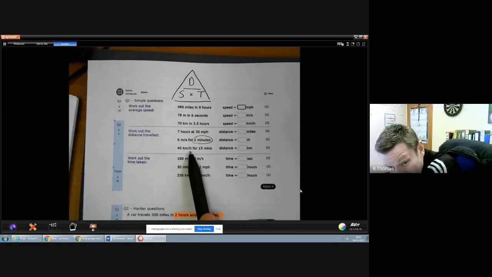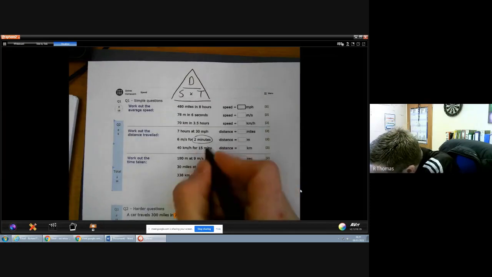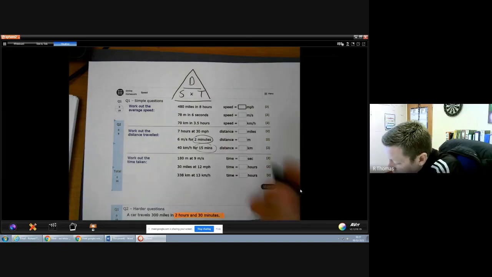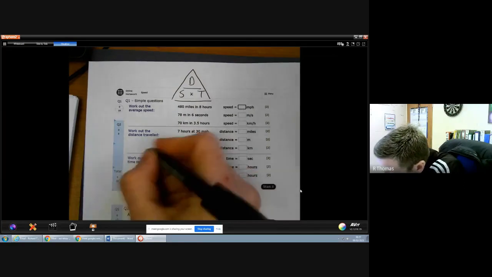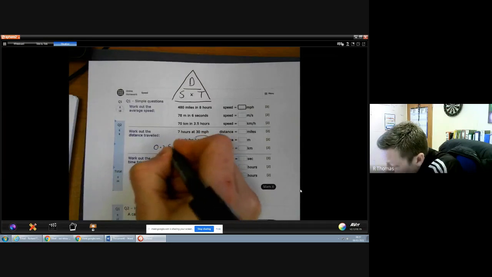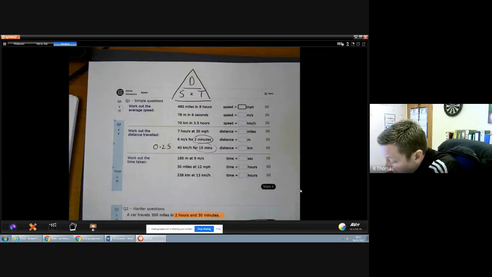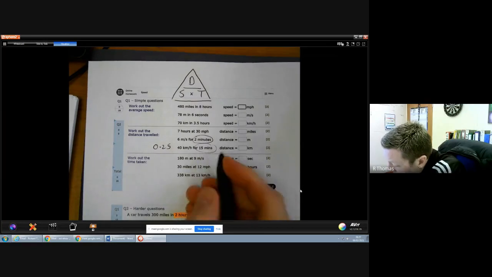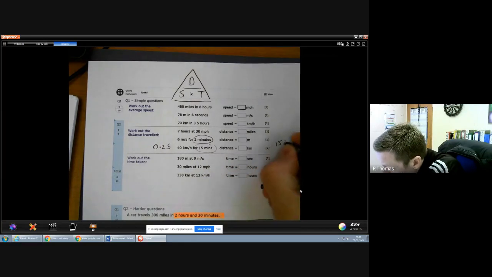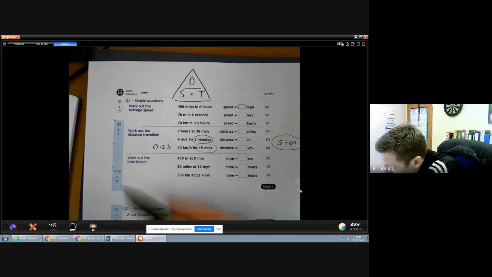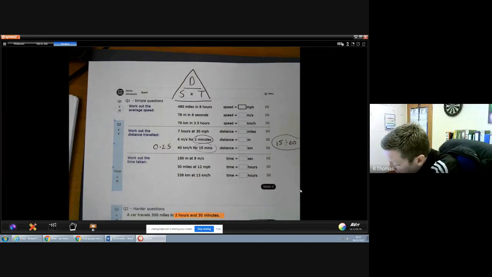I'm going 40 kilometers per hour, but I'm only going for 15 minutes. So I've got to convert that 15 minutes into hours, right? Now you all know that 15 minutes is a quarter of an hour. So you're going to put it in the calculator as 0.25. But if you didn't, if you have to convert minutes into hours, you would do 15 divided by 60. And you can double check that comes out as 0.25, which it does.